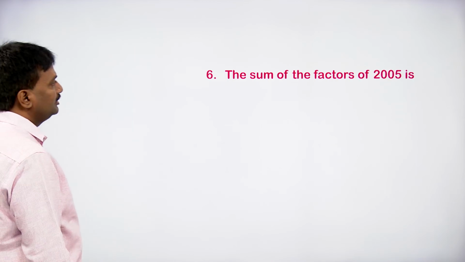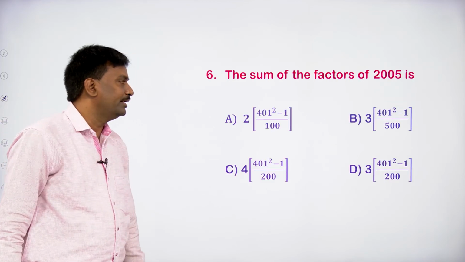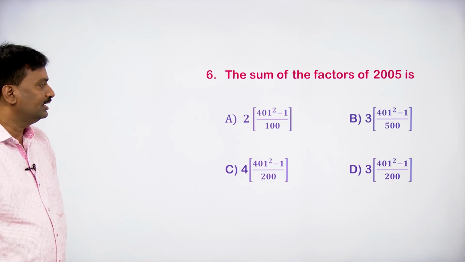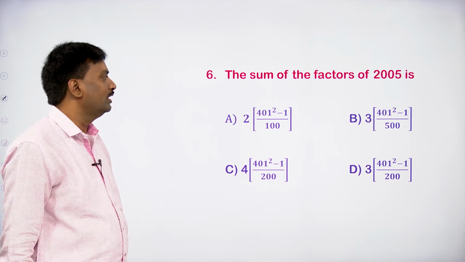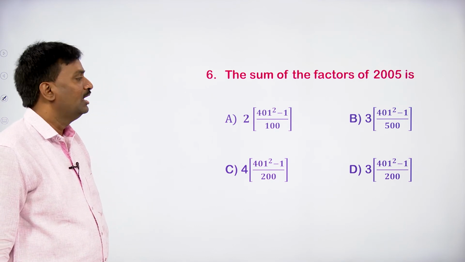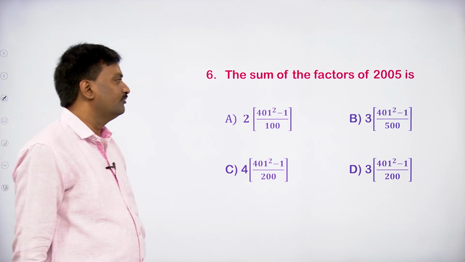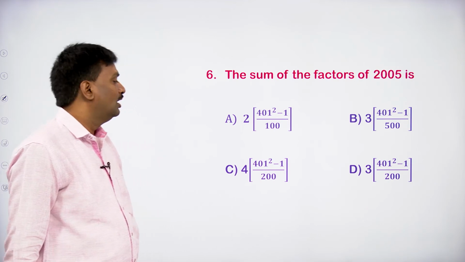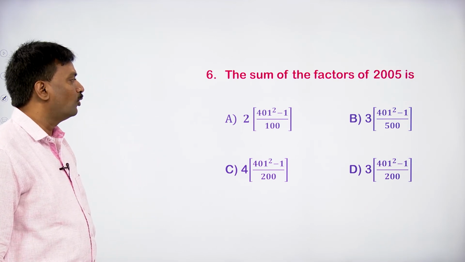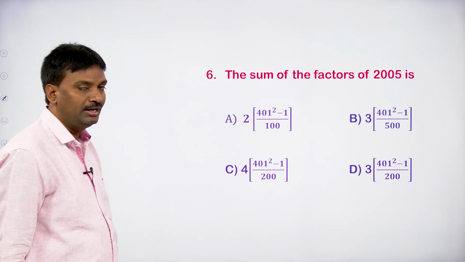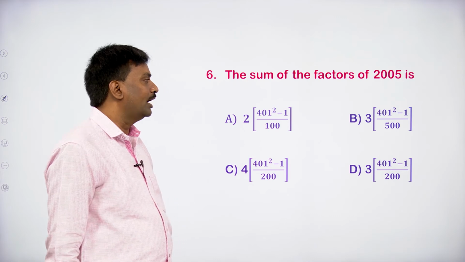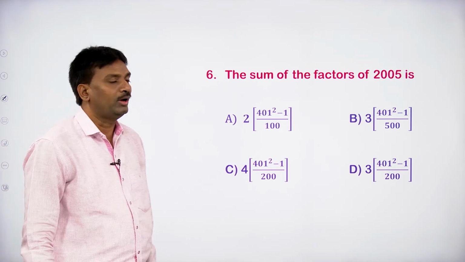Next problem. The sum of the factors of 2005 is, options are given as option A 2 into 401 square minus 1 by 100, option B 3 into 401 square minus 1 by 500, option C 4 into 401 square minus 1 by 200, option D 3 into 401 square minus 1 by 200.